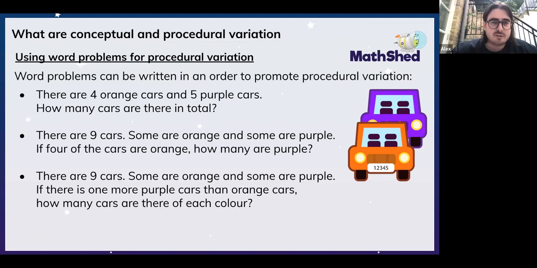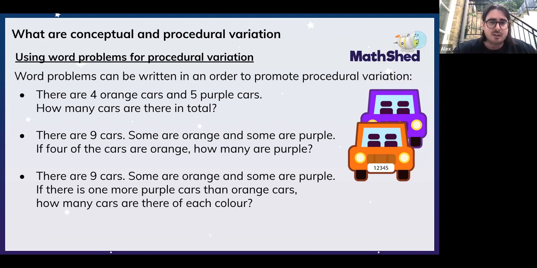So there are 4 orange cars and 5 purple cars. How many cars are there in total? 9. Very simple, one digit addition question. There are 9 cars, some are orange and some are purple. 4 are orange, how many are purple? 5. And then finally, there are 9 cars, some are orange and some are purple. If there is one more purple car than orange car, how many cars are there of each colour?